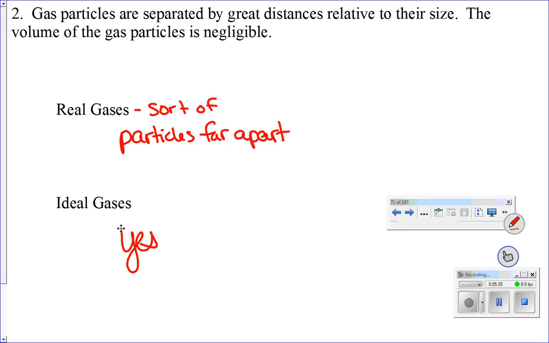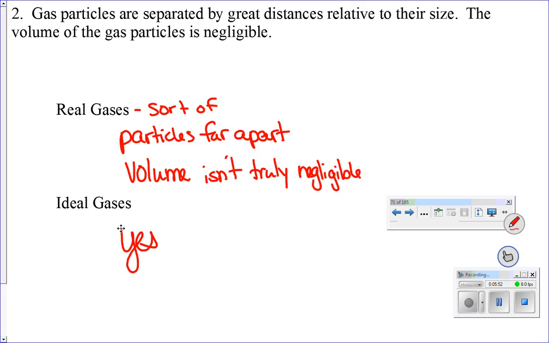So the particles are far apart. I buy that. However, the volume isn't really truly negligible.